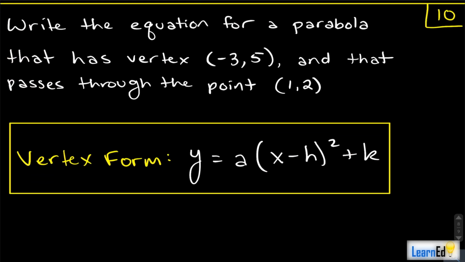Now that that's done, we're going to move on to problem 10. Problem 10 is asking us to write the equation for a parabola that has a vertex at negative 3, 5 and passes through the point 1, 2. To do this problem, you're going to have to know vertex form. But I don't think that will help you if you don't know what a vertex is. What's the vertex of a parabola?